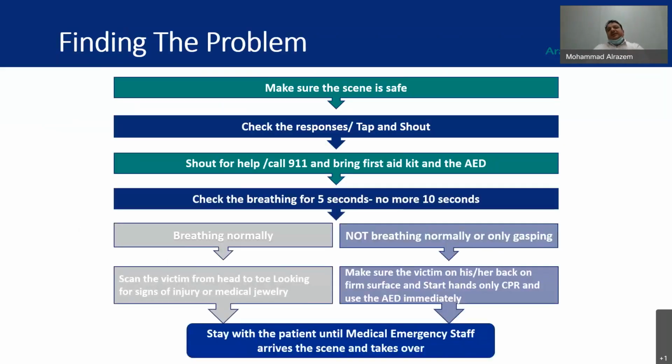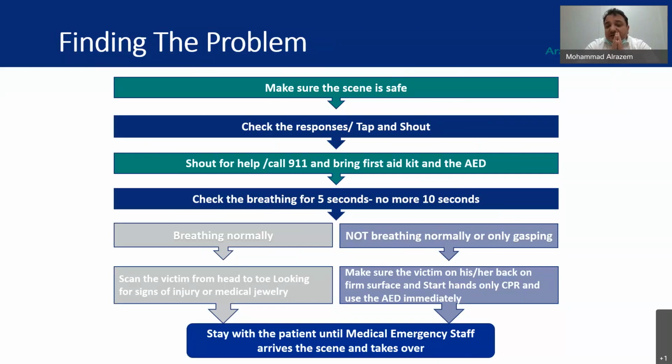Now, finding the problem, why is it considered the primary skill of first aid? It's the most important skill because with it, you make your priorities first. If something happened, you witnessed somebody collapse in front of you, or you didn't even witness it. What to do if you see somebody lying on the floor? What do you need to do? How do you need to act quickly and safely?